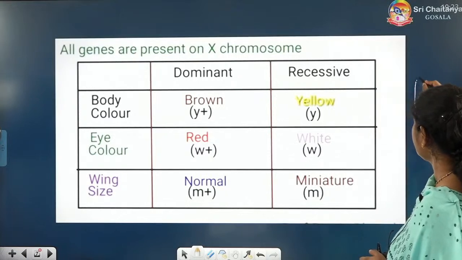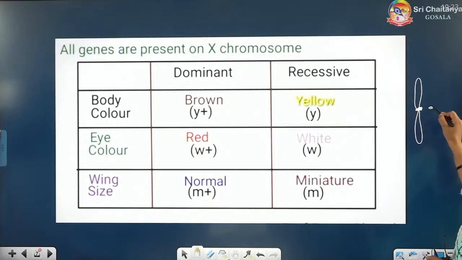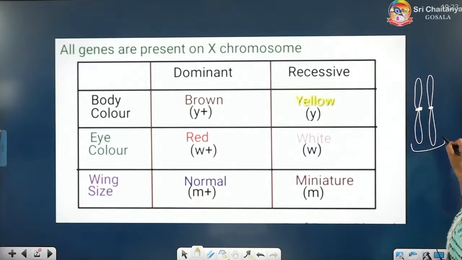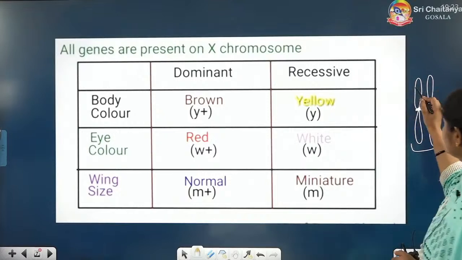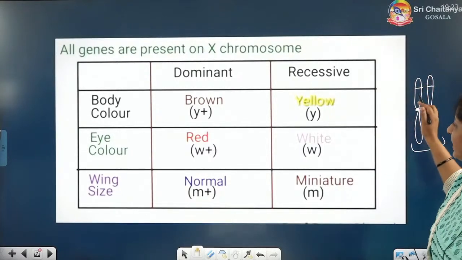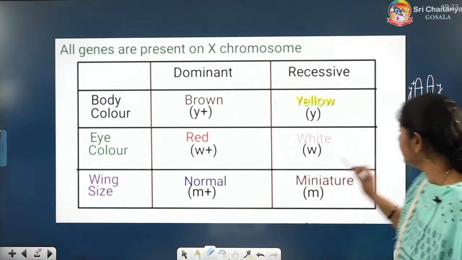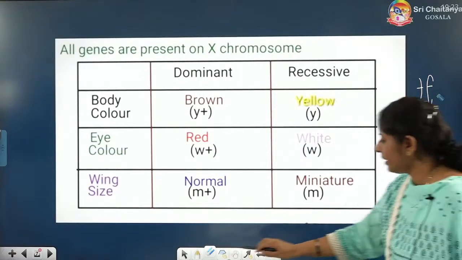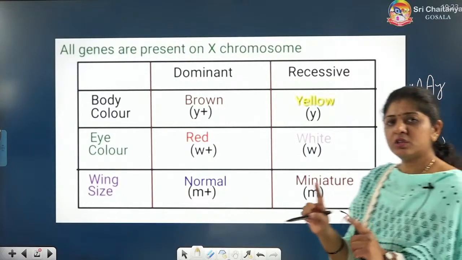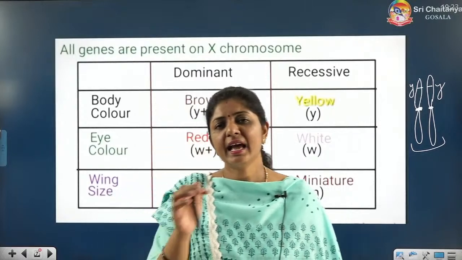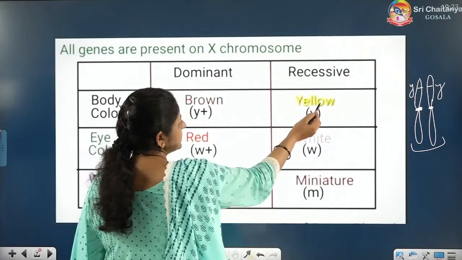The chromosome, if I am taking it like this, right? I hope this is visible. This is a chromosome, this is a chromosome, homologous chromosomes. If I am taking the body color brown and yellow, then suppose body color can have y plus, or y, or it can have what instead of this? It can have y and y. If both homologous chromosomes have the recessive alleles, then it will show what type of trait? Recessive trait.